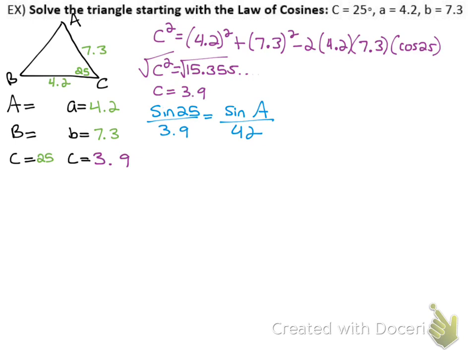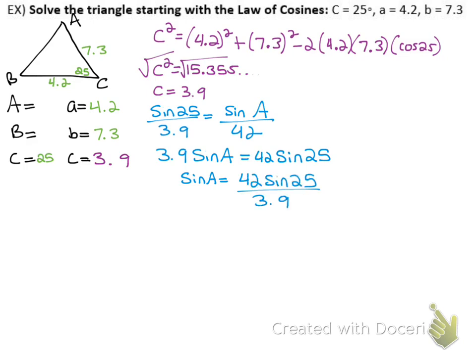And just like before, I need to cross multiply. And when I cross multiply, I get the following. Remember, put your coefficients in front of the word sine. Next, I need to divide both sides by 3.9, and I get 42 sine of 25 over 3.9.